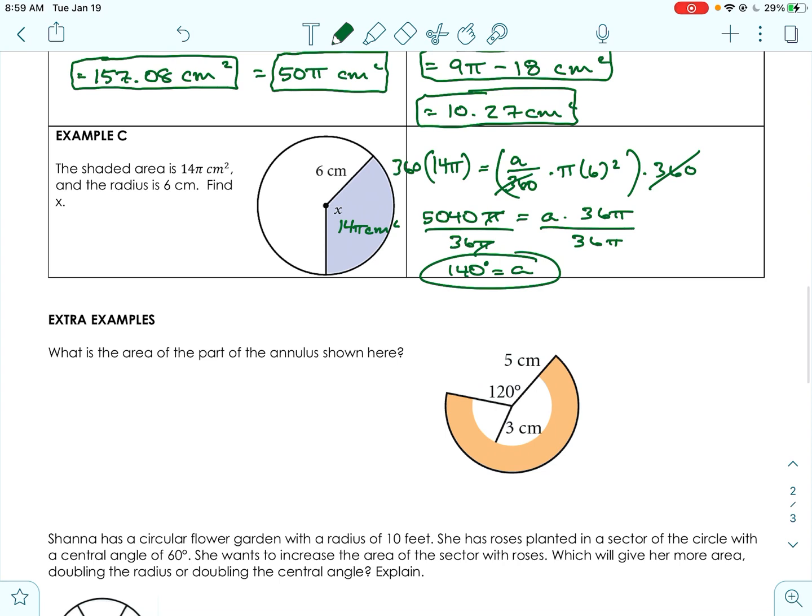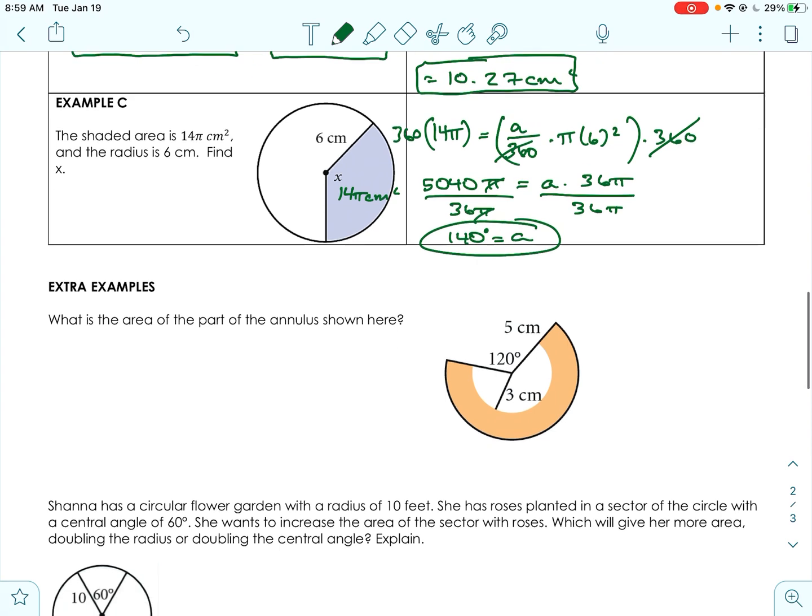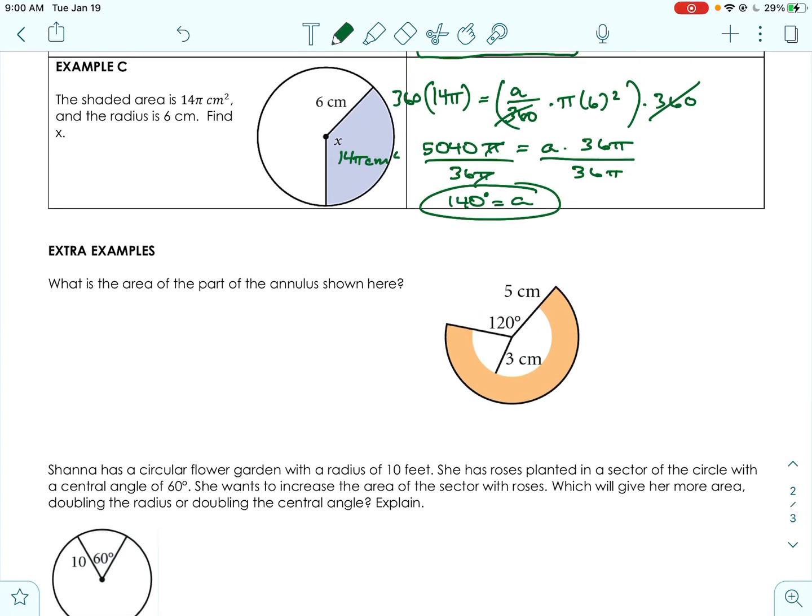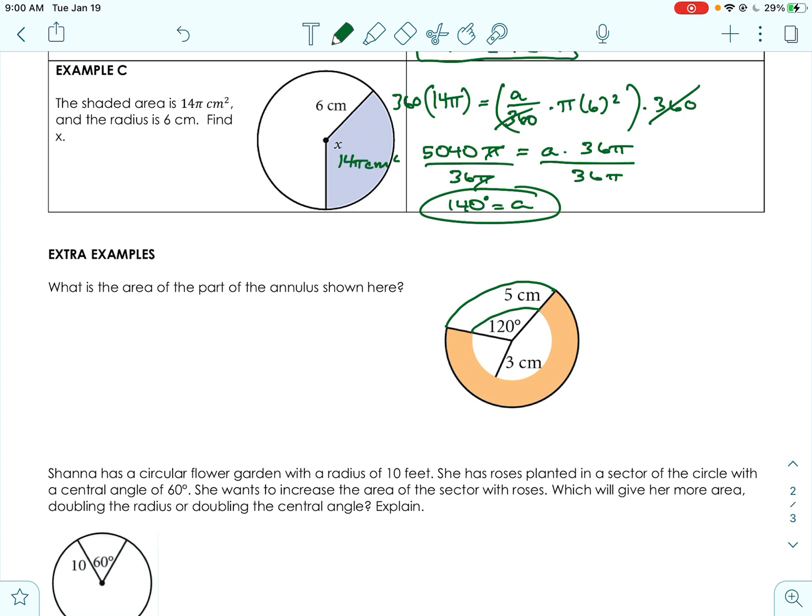Now, if we take a look at the other two examples that we have down here, it says what is the area of the part of the annulus shown here? Okay, so this problem's slightly trickier. We know that the whole piece would look like this. So let's find the area of this whole annulus. The area of an annulus would be the area of the big circle, pi times r squared, so 5 squared, minus the area of the small circle, pi times 3 squared, which would be equal to 25 pi minus 9 pi, which is 16 pi. All right, so that is the area of this whole piece.